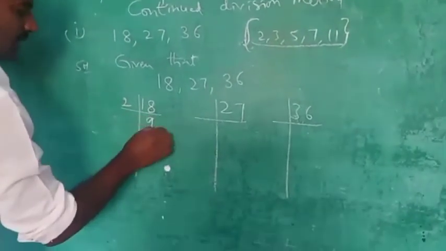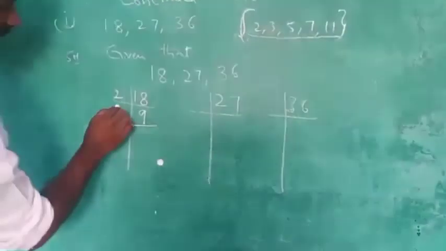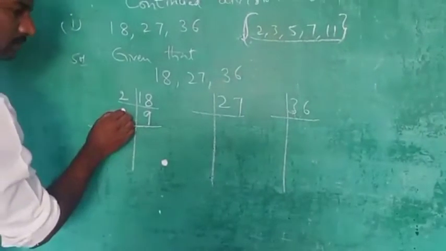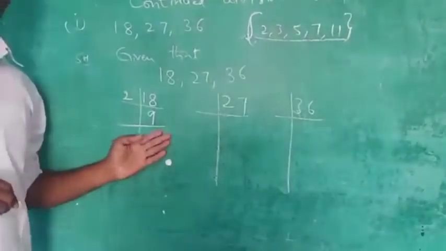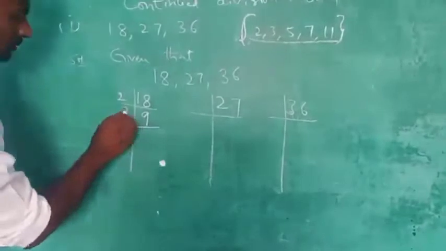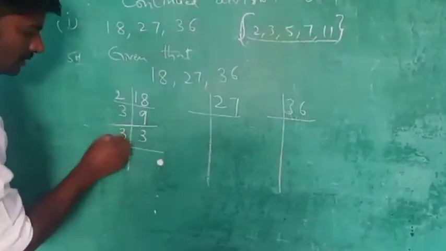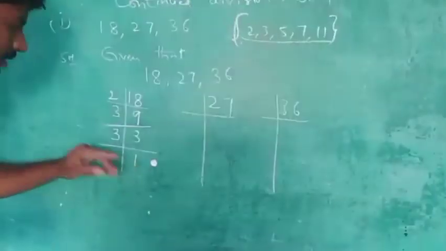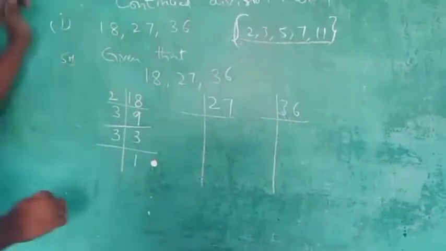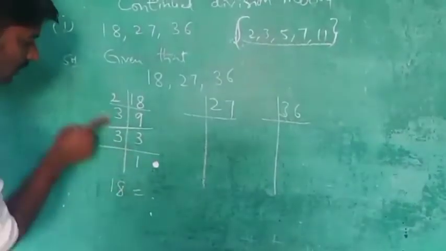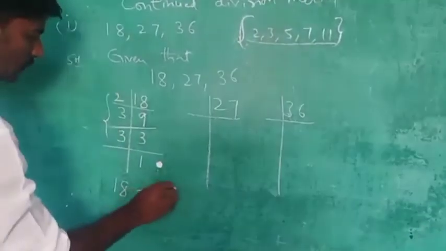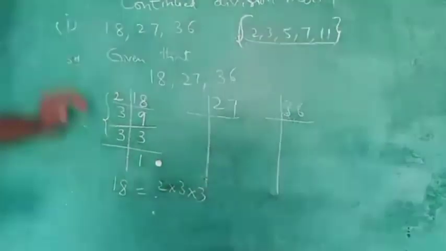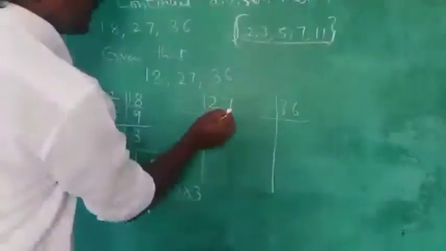Now I'll take the 2 table. 2 nines are 18. Again, shall I take the 2 table? No, because here 9 is there, it won't come in the 2 table. So take the 3 table. 3 threes are 9, and 3 ones are 3. Whenever you get 1 here, you stop. Our problem is completed. So 18 is equal to 2 into 3 into 3. Over.